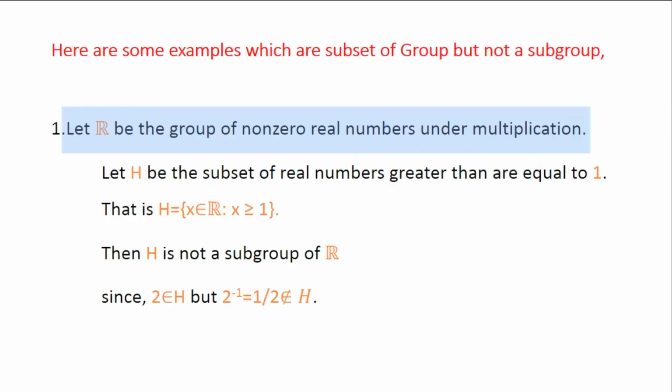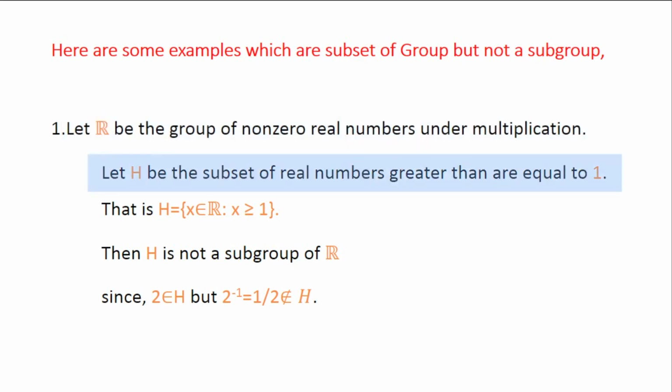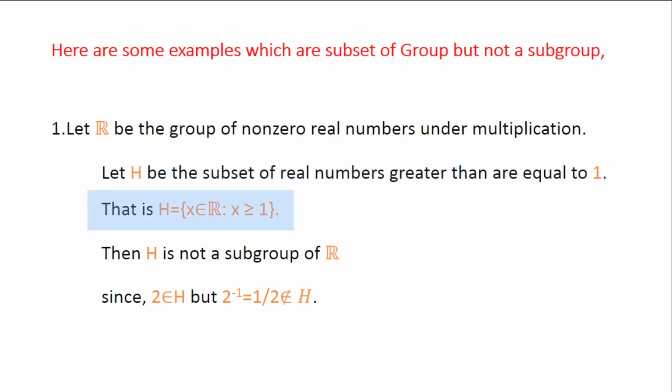Let R be the group of non-zero real numbers under multiplication. Let H be the subset of real numbers greater than or equal to 1. That is, H = {x ∈ R : x ≥ 1}. Then H is not a subgroup of R, since 2 is an element of H but 2 to the power minus 1, which is 1/2, is not an element of H.